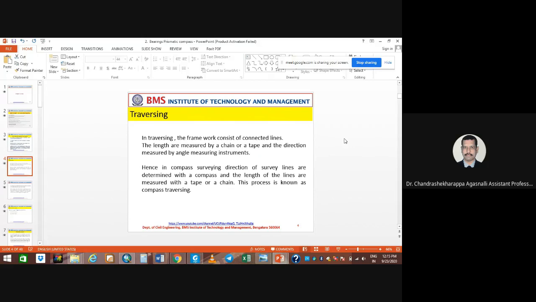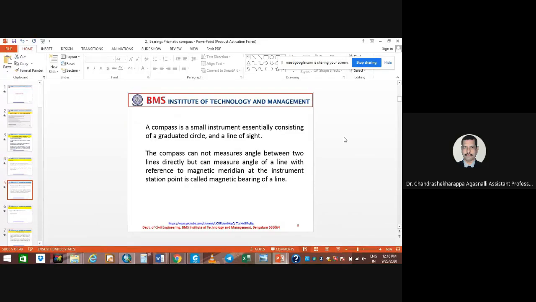What do you mean by traversing? In traversing, the framework consists of connected lines, from one point to another point, a series of connected lines. The length is measured by a chain or a tape, and the direction is measured by an angle-measuring instrument, that is the compass. The compass serves to determine directions of survey lines, and the length of the lines is measured with a tape or chain. That is one type of survey. It's a very small instrument, but it works a lot.